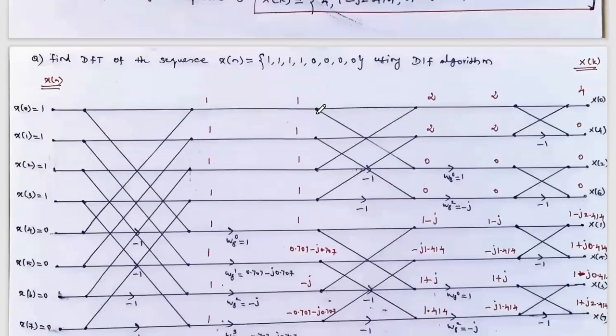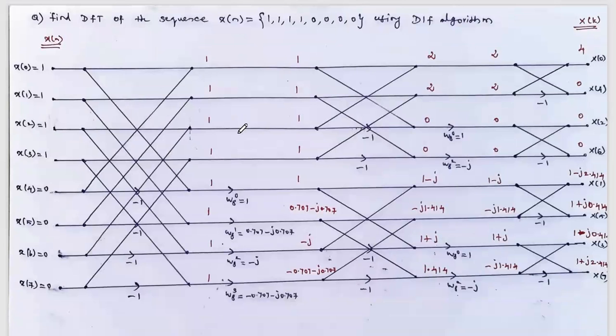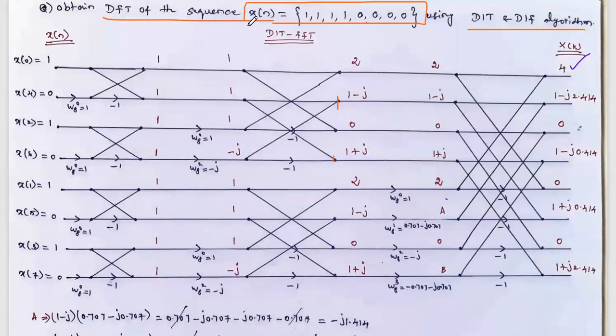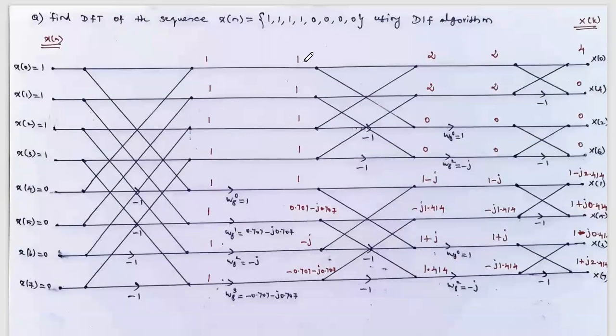Okay, so you see, this is the 8-point DIF butterfly diagram. So already you know the difference between the DIT diagram and the DIF diagram. In the DIT, decimation in time algorithm, the first stage consists of 2-point butterflies, the second stage consists of 4-point butterflies, and the third stage consists of 8-point butterflies. But in the DIF algorithm, the first stage is an 8-point butterfly, the second stage is a 4-point butterfly, and the last stage is a 2-point butterfly. So that is in reversed order.